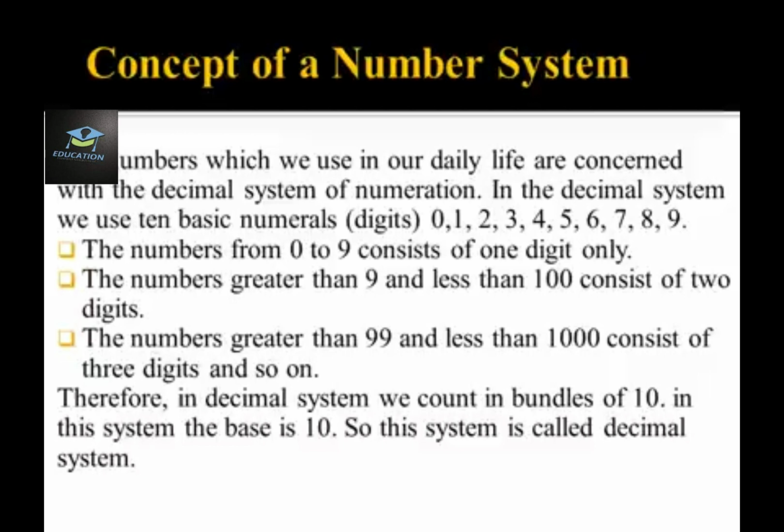Concept of a number system. The numbers which we use in our daily life are concerned with the decimal system of numeration. In the decimal system, we use 10 basic numerals, digits. Decimal में तव्हां 10 digits use कंदा आहियो 0, 1, 2, 3, 4, 5, 6, 7, 8, 9. The numbers from 0 to 9 consist of one digit only.